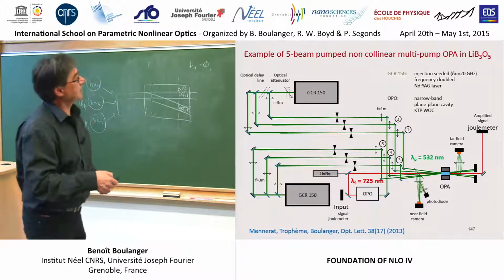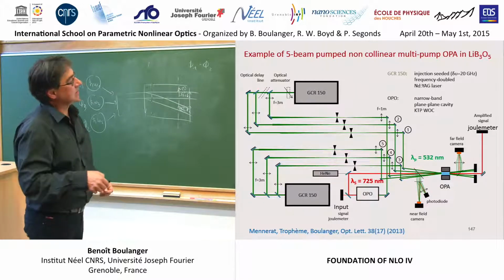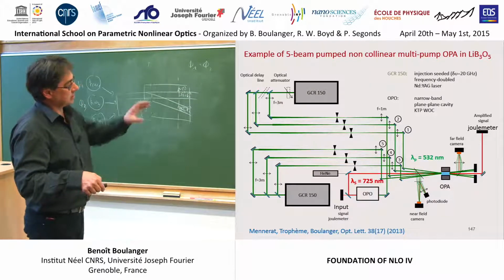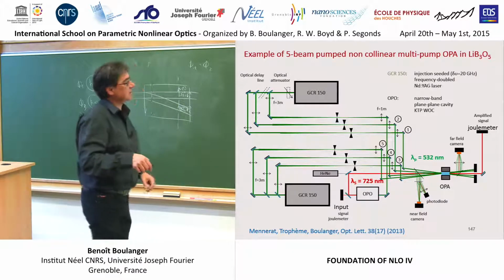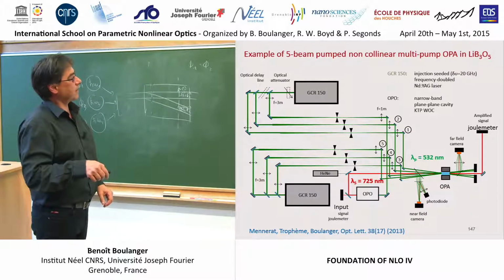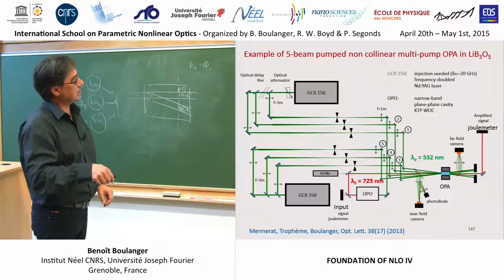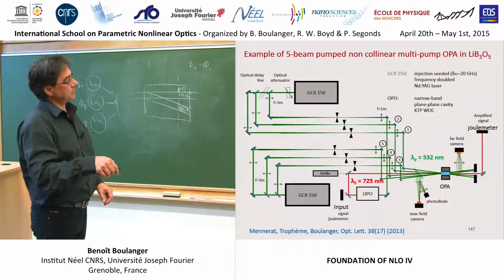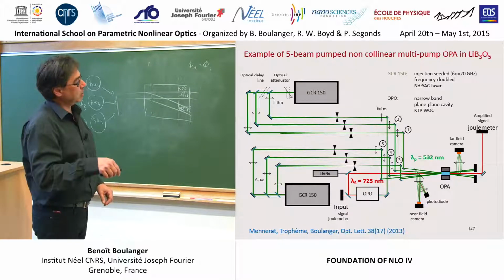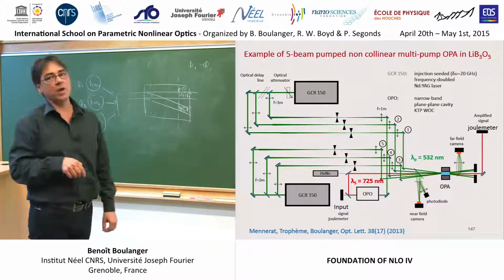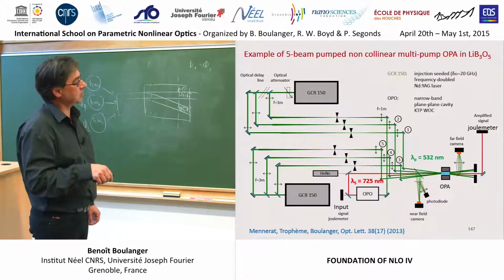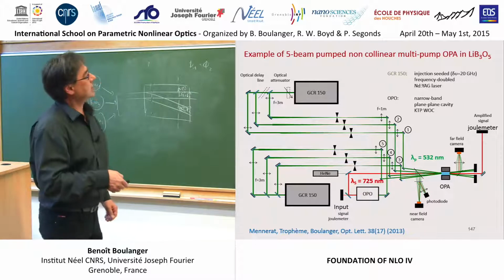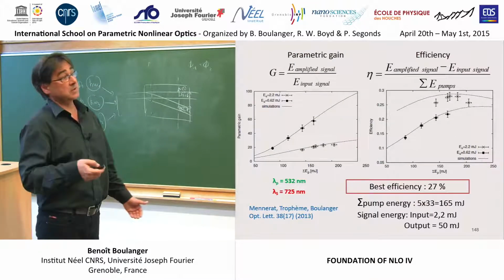So we made these experiments. Here the crystal is put in an oven, so we have to keep the temperature fixed. The incident beams, the 1, 2, 3, 4, 5 beams here, are green beams. And we wanted to amplify this red beam at 725 nanometers emitted by an OPO. And what we got, we succeeded.